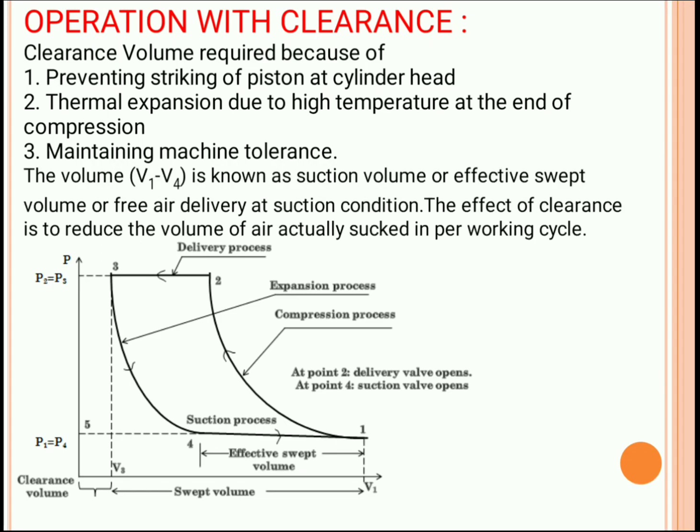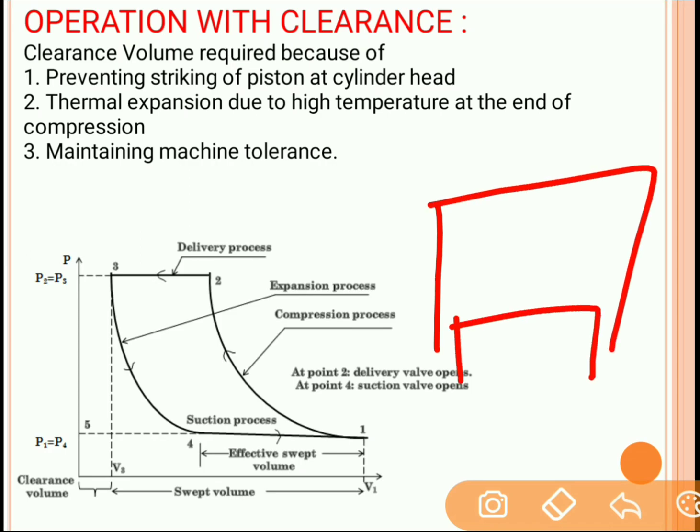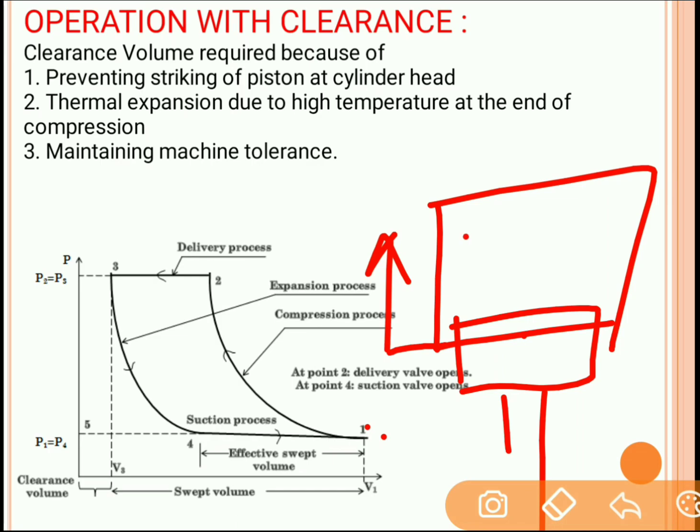Now, if you see in this figure, then at point 1, compressor volume is V1. So at point 1, piston is at the bottommost position. At point 1, piston is at the bottommost position. So this is the position of piston at point 1. Now piston is moving in the upward direction. So whatever the air which is present inside this cylinder, it will get compressed.